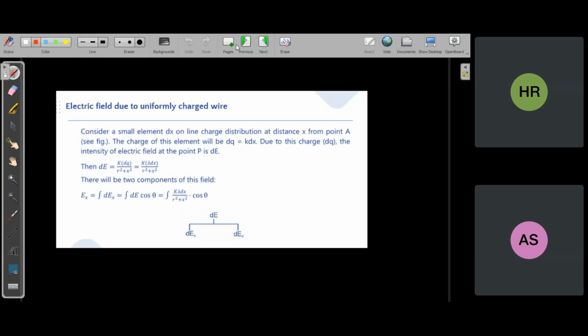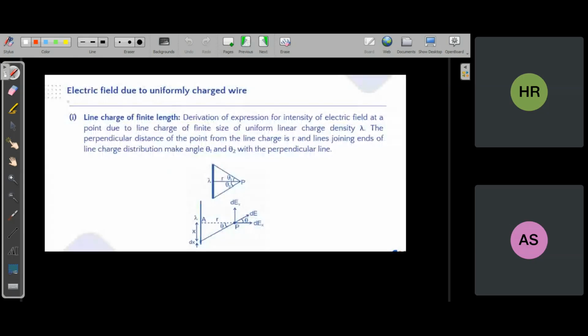See here, in case of a finite wire, the first thing you have to do is drop a perpendicular from the point to the wire. And then you join the point with the ends of the wire. This you will do in case of a finite wire. And then you see the angles made by these lines with the perpendicular, theta 1, theta 2.